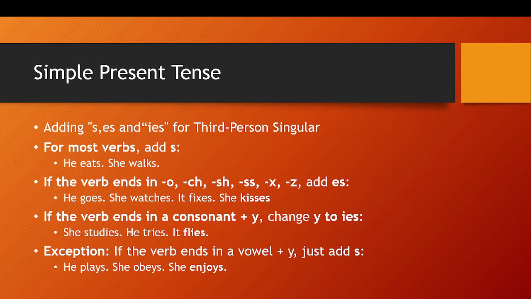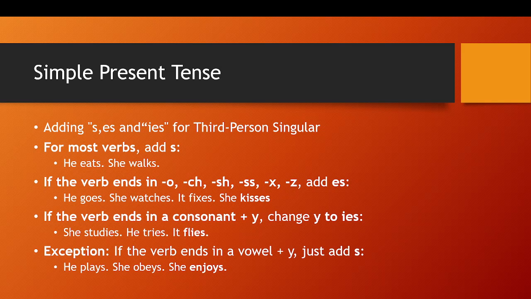Then if the verb ends in a consonant plus Y, we have to change Y into IES. For example, she studies. Study ends with Y. With a third person singular subject, we have to remove Y, then add IES. Then he tries, it flies.